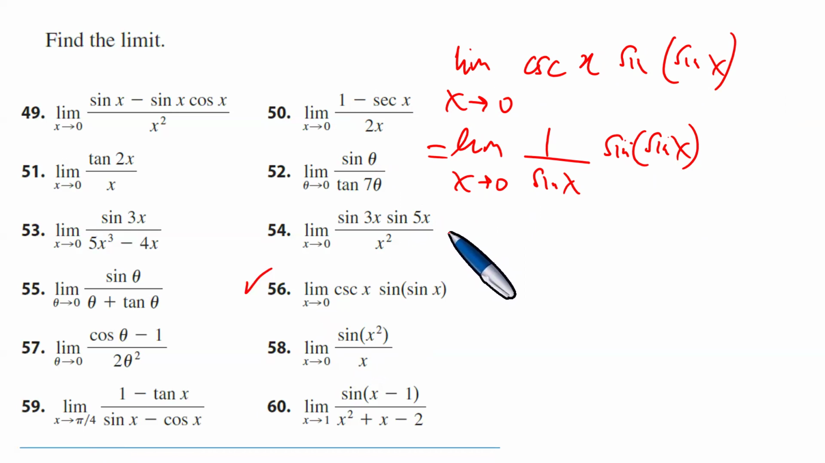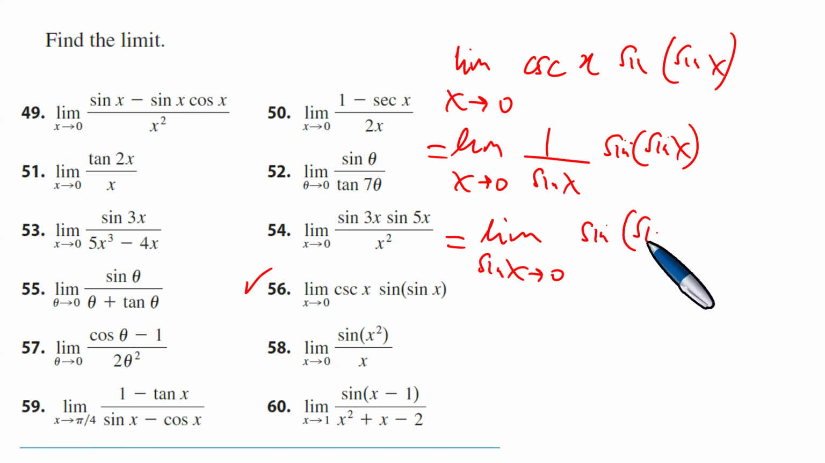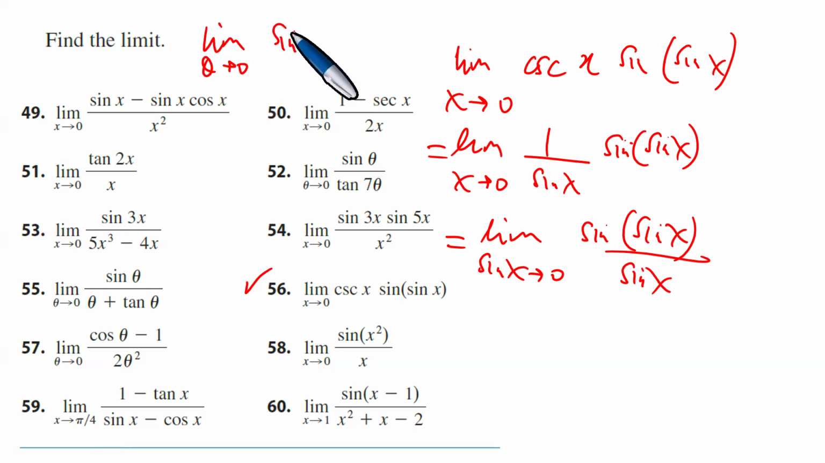Right, so this you can write as the limit as sine x approaches 0 of the sine of sine x divided by sine x. Okay, what we're able to see here is, as sine x approaches 0, this limit is like the limit as theta approaches 0 of sine theta over theta, which gives us a 1. So clearly this limit here becomes 1.